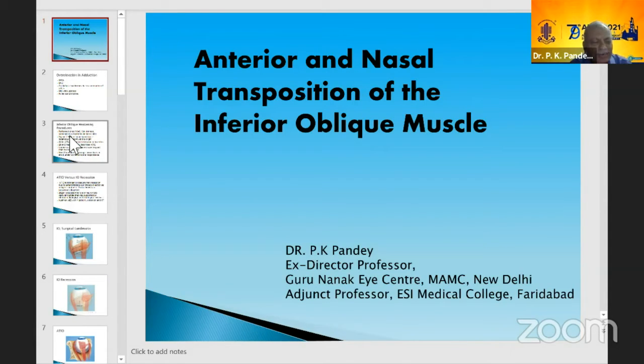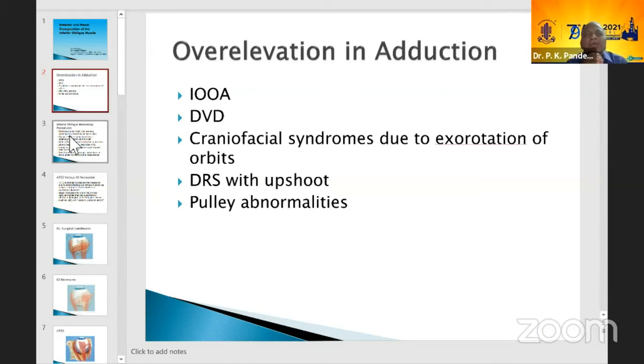So Dr. Savleen has covered in quite some detail the anatomy and the surgical nuances of the inferior oblique. In fact, there could be some repetition because I got some images from the net, and I think that she also got them from the net. Now, let's start with over-elevation in adduction.